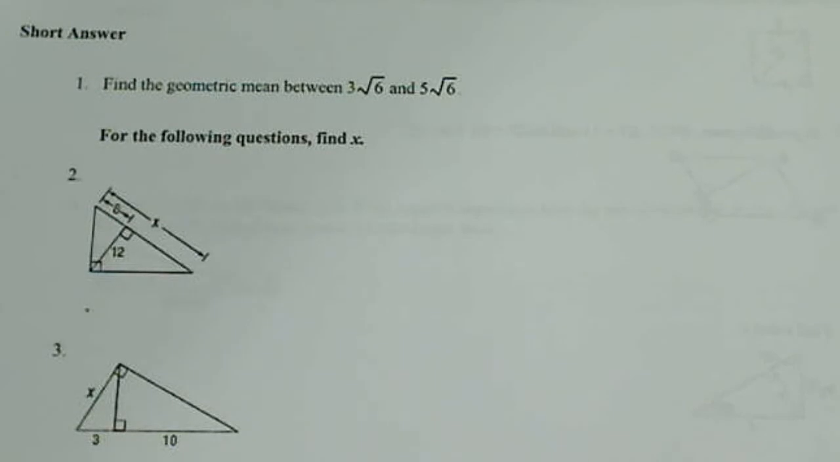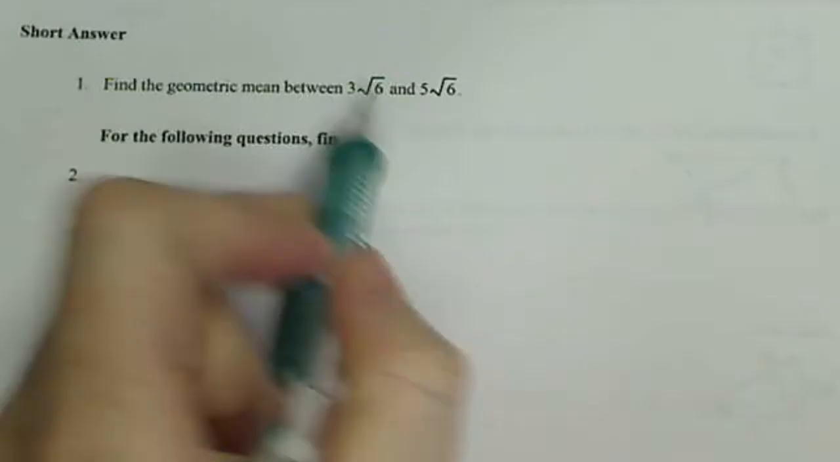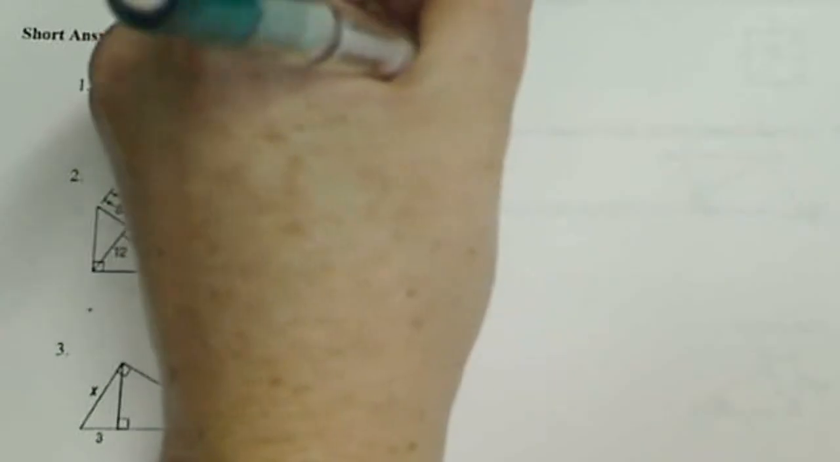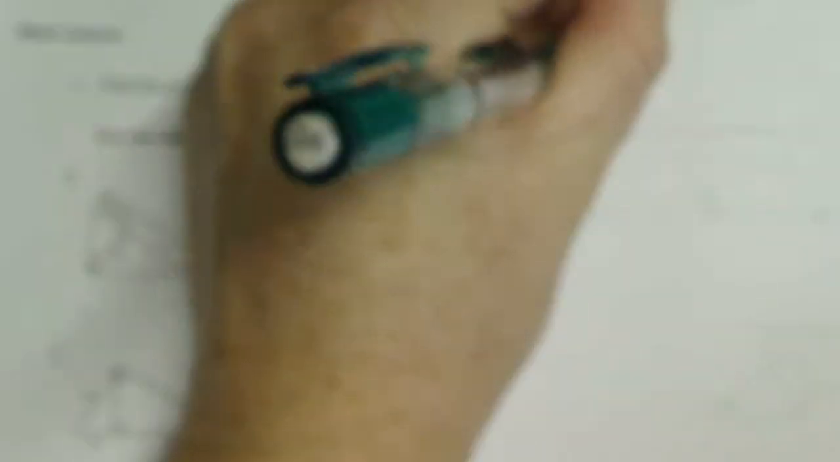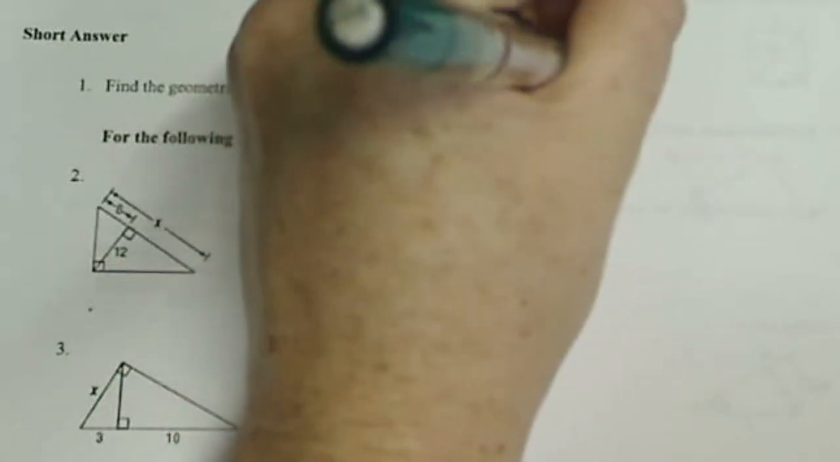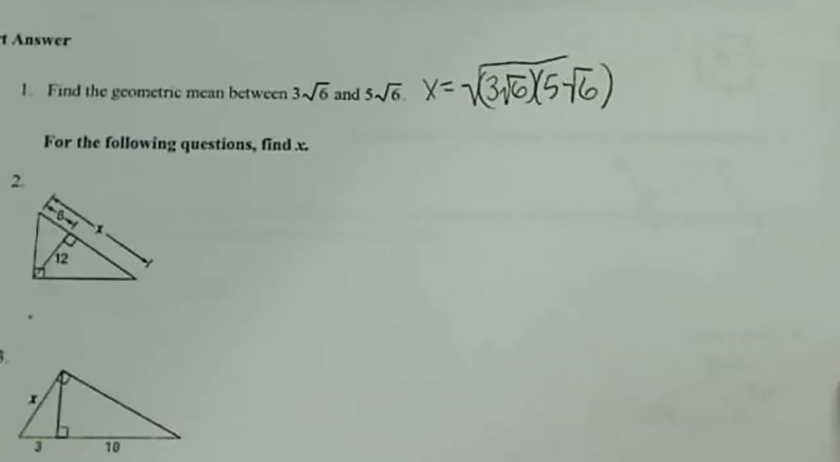Number 1, find the geometric mean. Remember, geometric mean means that x equals the square root of these two numbers multiplied together. So, if we write that out, this is what we get: 3 roots of 6 times 5 roots of 6. We have to figure out what that is first before we can take the square root.